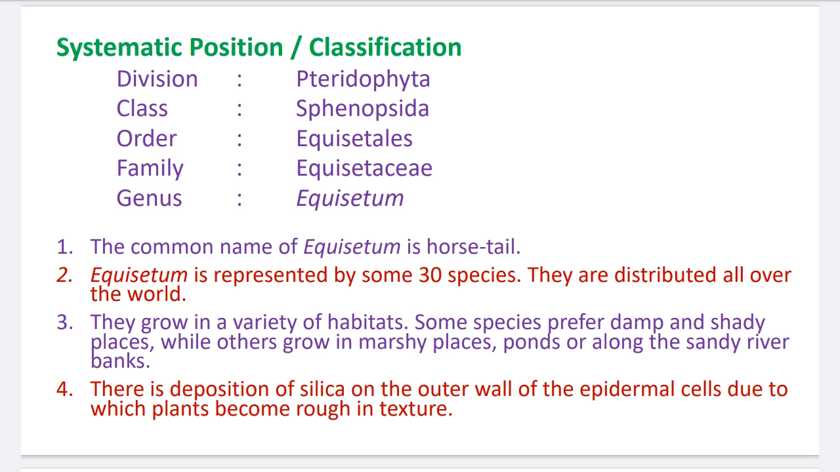Number 4. There is deposition of silica on the outer wall of the epidermal cells, due to which plants become rough in texture. Due to deposition of the silica, the epidermal cells are very hard and rough in texture.